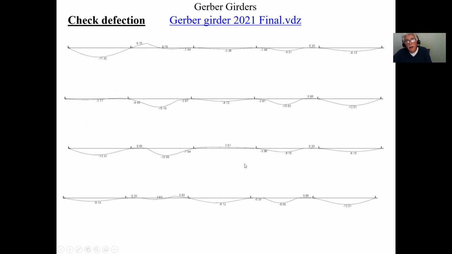And then at the end, okay, what you're going to do is replace your members with what you've designed them to be, and you'll have to check for deflection. And next week, I'll show you how to do that. Okay. And that's what you're actually doing.